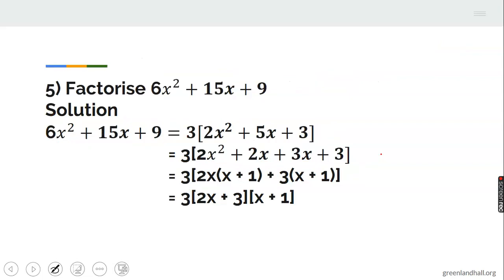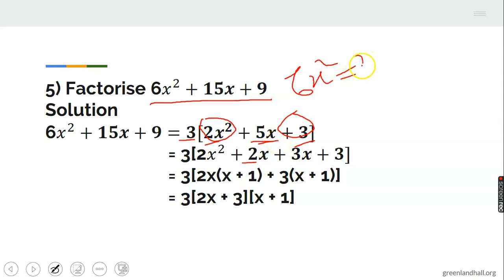Similarly here, the difference is you first check whether something is common. 3 is common, so you factorize with 3 and bring 3 out. You now have 2x squared plus 5x plus 3. So you look for factors of the product of the first and last terms, which is plus 6x squared, to give us the middle one, 5x. Those two factors are 2x plus 3x. It will give us 5x.